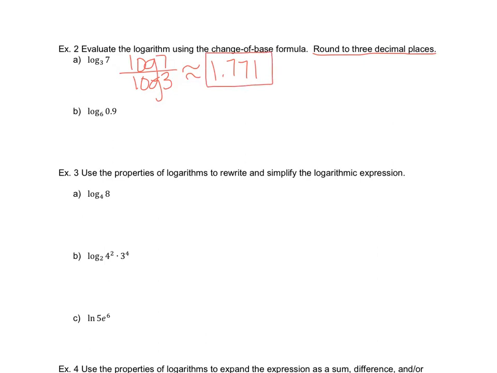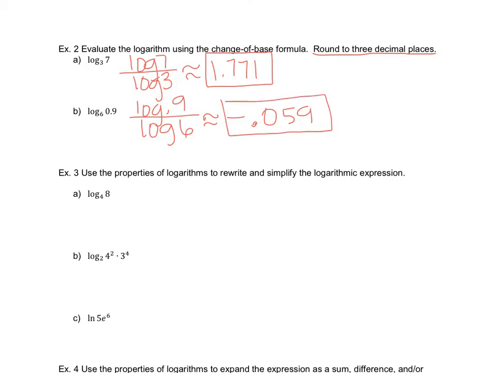And that's your solution. So I'm going to do the same thing on part B. I'm going to say log of 0.9 divided by log of 6, and plug that into my calculator, and that gives me negative 0.059. And there you have it.